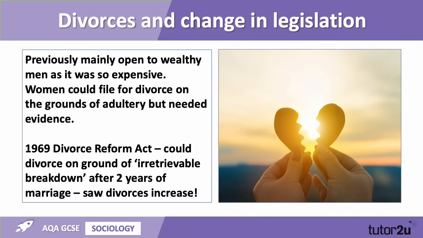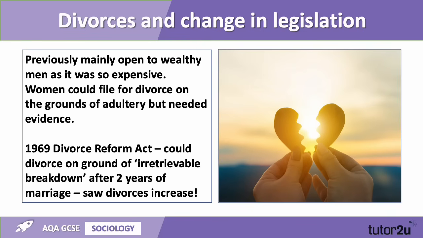A private member's bill in 1923 made it easier for women to petition for divorce for adultery, but it did still have to be proved. In 1937, the law was changed and divorce was allowed on other grounds, including drunkenness, insanity, and desertion. In 1949, legal aid was made available to those on low incomes, which made divorce more affordable.